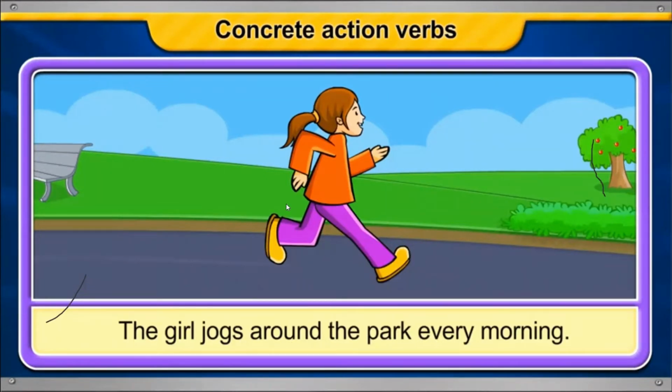This girl will do this activity, this action, in the morning, every day. So this type of verb, action verbs, are called concrete action verbs.